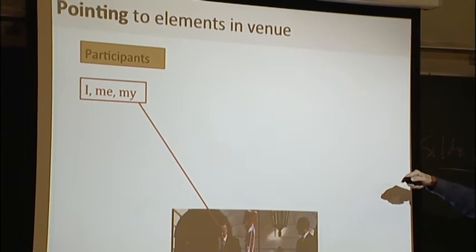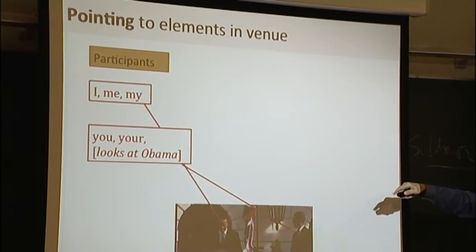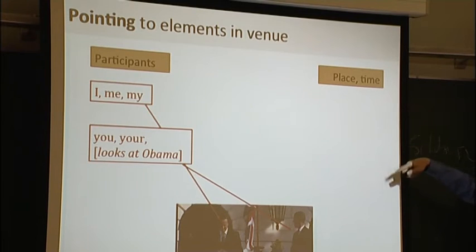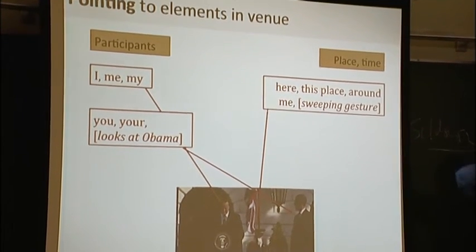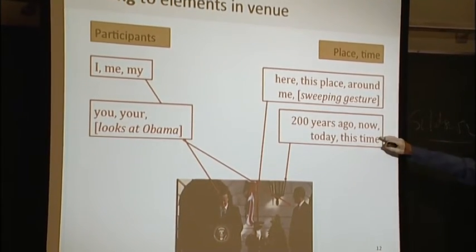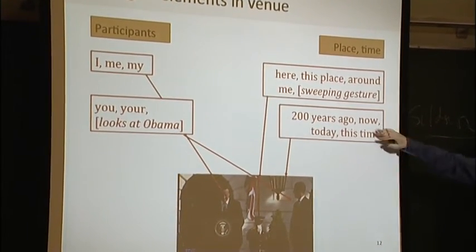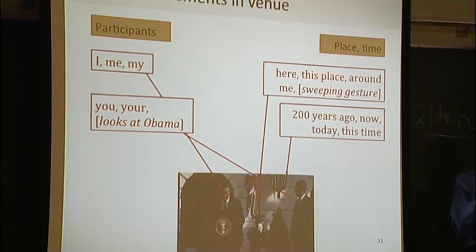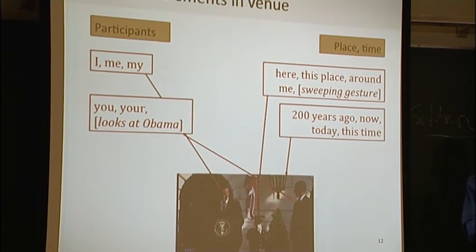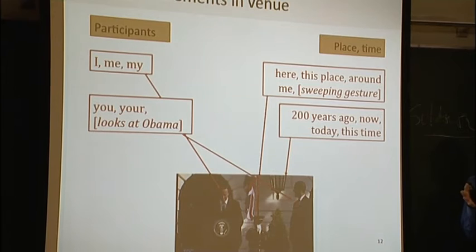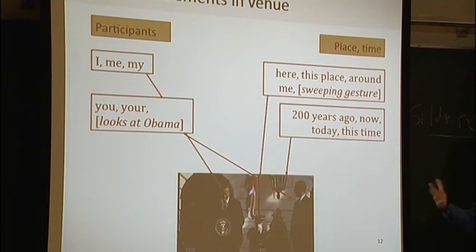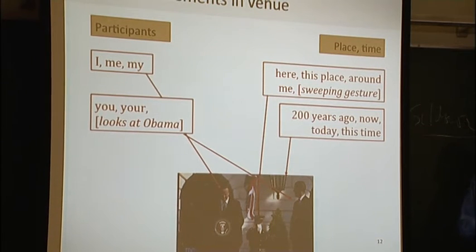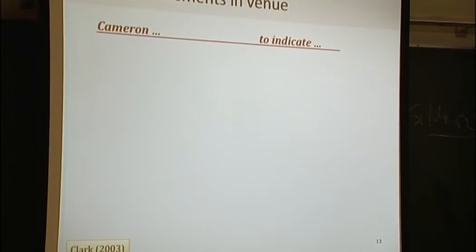So the participants are I, me, my, and you, your, looking at Obama, but also the place and the time. So here, this place around me, and this kind of gesturing that he does, time 200 years ago, now, today, this time. All of these things are anchoring the speech and the language, the communication that's being used, to that situation, to that venue, that place. And the question is how this is all done.